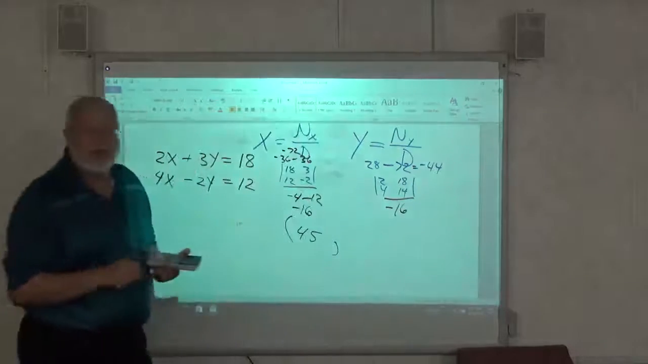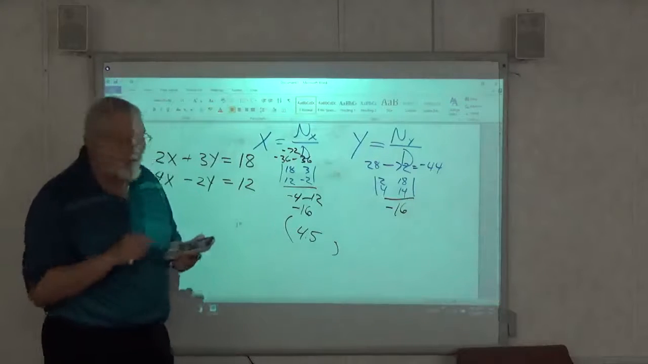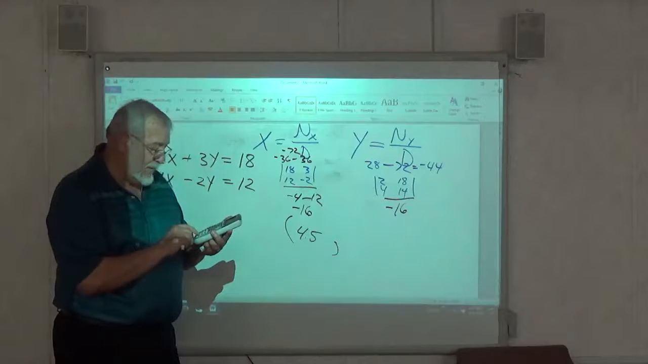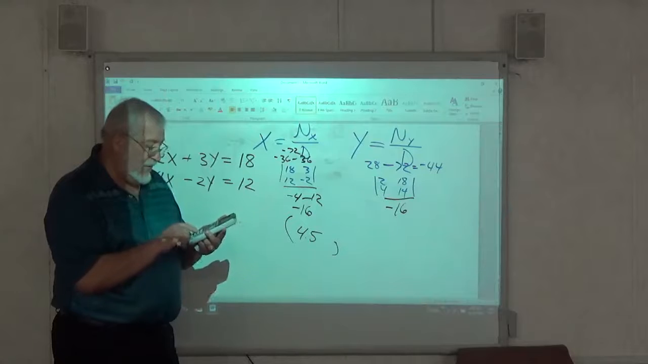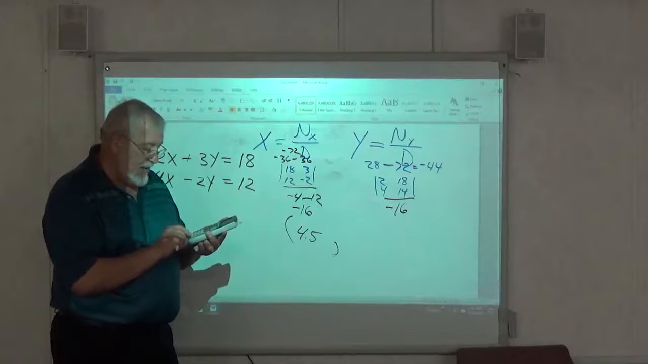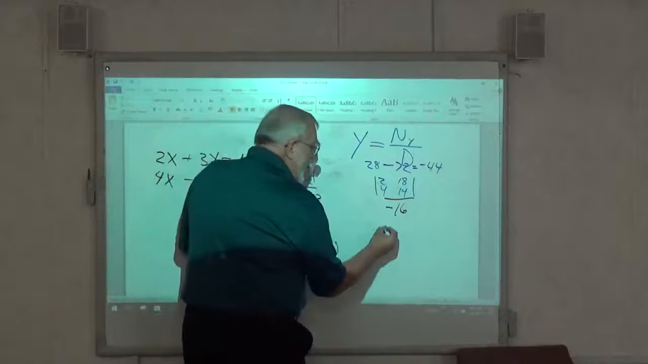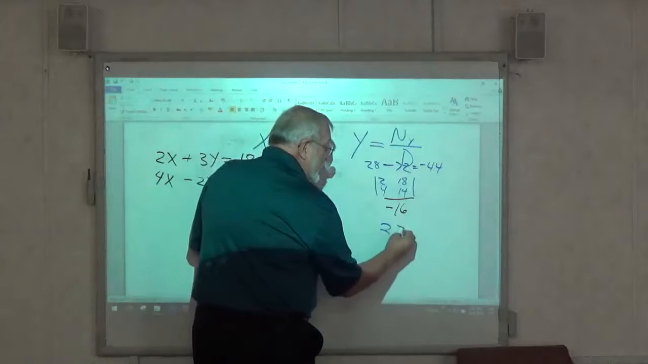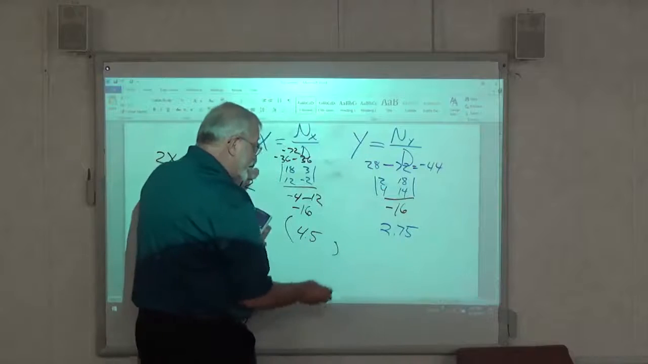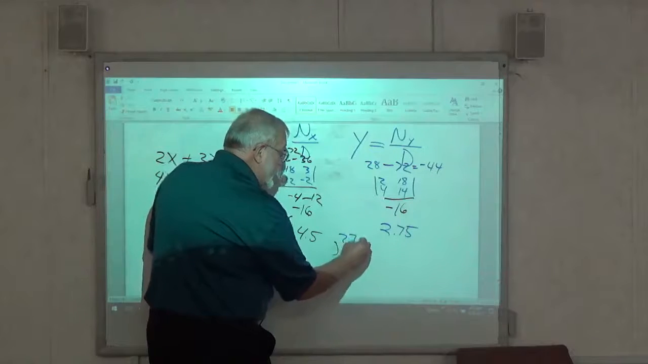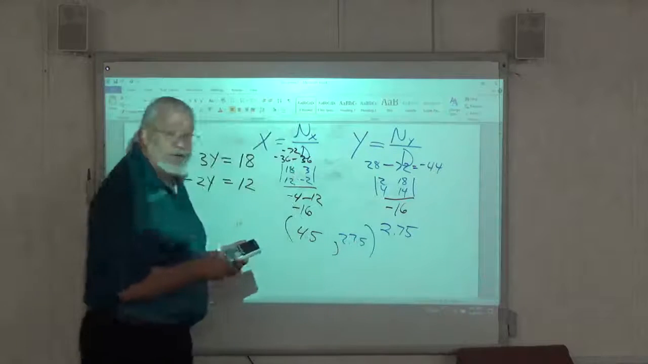Now I know they're both in the 4 times table, right? So negative 44 divided by negative 16 is 2.75, which is 2 3/4, right? Yes. So 2.75 is my y value.